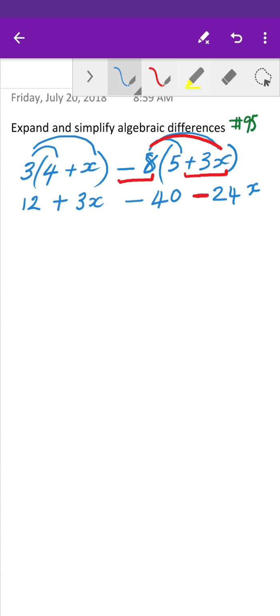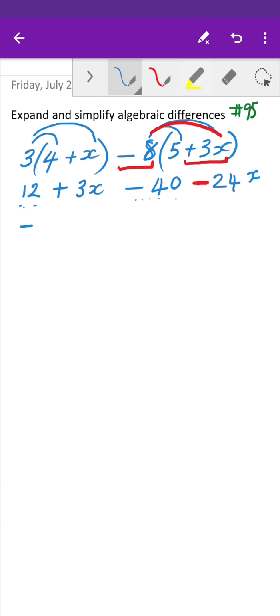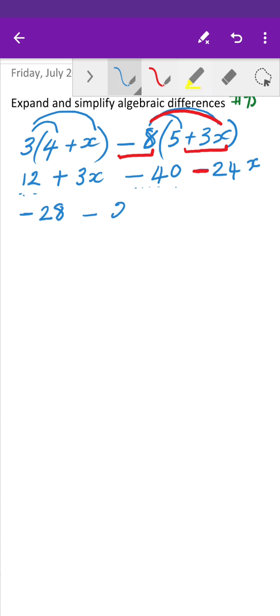Let's continue, and we add like terms. So numbers with numbers, so 12 take away 40 is negative 28. And now plus 3, negative 24. Now 24 minus 3 is 21, but 3 minus 24 is negative 21. And this is going to be x's, because this is 3x minus 24x. And there we have the answer, negative 28 minus 21x.